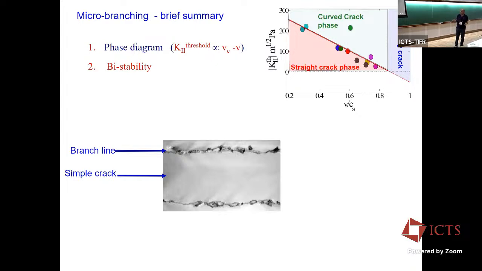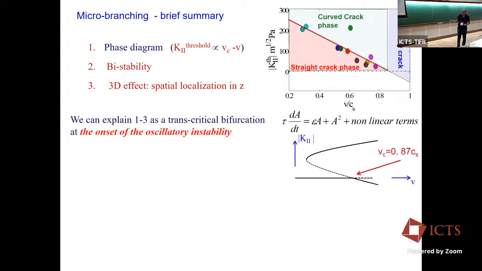Now, when you have such a first order transition, you need a finite kick to go from here to there. So this allows these things to coexist. We also see that these have a strong spatial localization in Z, and we'll talk about that in a minute. And we can wave our hands and explain all this as something called a transcritical bifurcation.